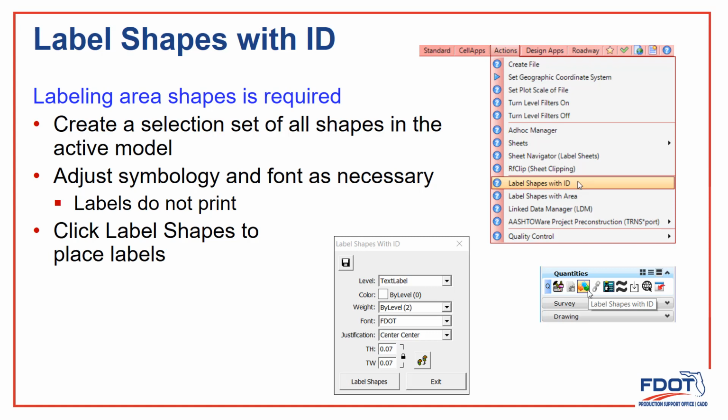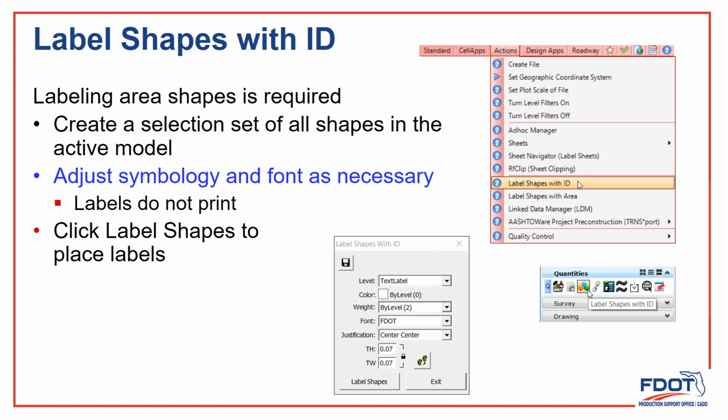You can find this tool in the FDOT bar menu under Actions, Label Shapes with ID, or on the FDOT Plans Development Quantities taskbar with the Label Shapes with ID button. To create the labels for all of the shapes in the current model, you can create a selection set of all of the shapes. Activate the Label Shapes with ID dialog and adjust the symbology as necessary to make the labels clearly visible on the screen.